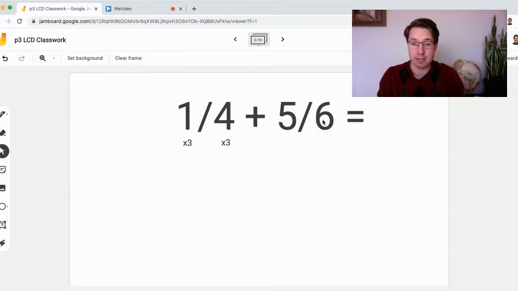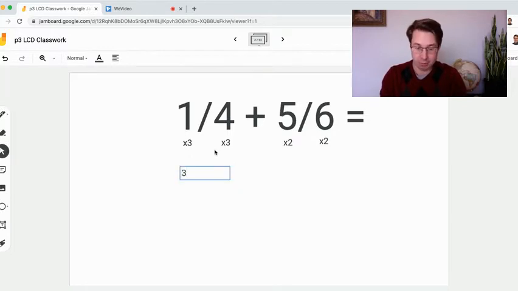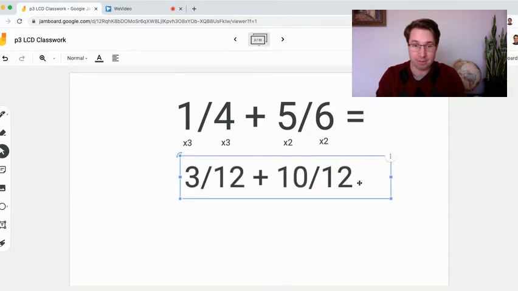Let's do this one here. To get a denominator of 6 into the common denominator of 12, we have to multiply it by 2. But we have to multiply both the numerator and the denominator. So let's do our conversion here. 1 times 3 is 3, 4 times 3 is 12, and 5 times 2 is 10, and 6 times 2 is 12. So therefore, 1/4 is equal to 3/12, and 5/6 is equal to 10/12.